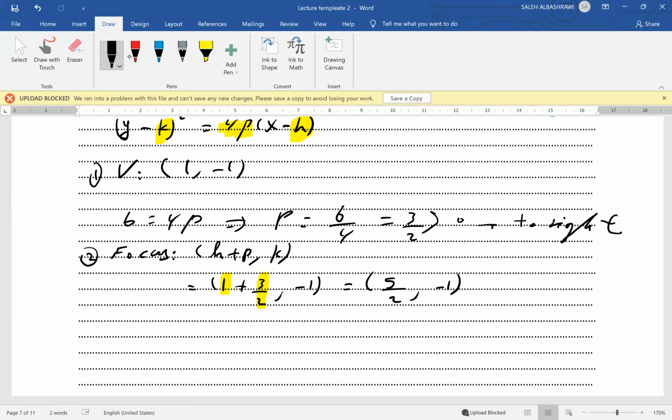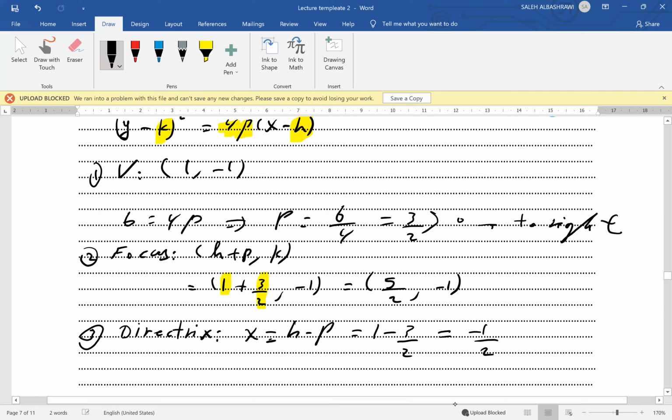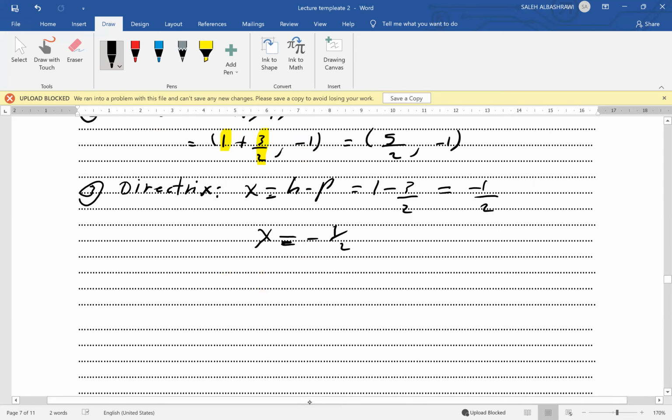Number 3, the directrix is given by x equal to h minus p. That is 1 minus 3 over 2, I will have -1/2. So the equation of the directrix will be x equal to -1/2. Now we need to sketch the parabola.